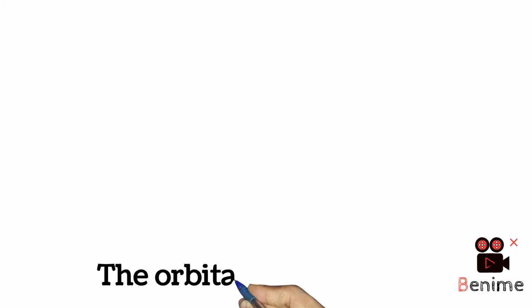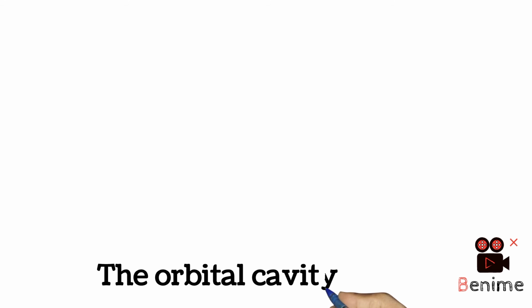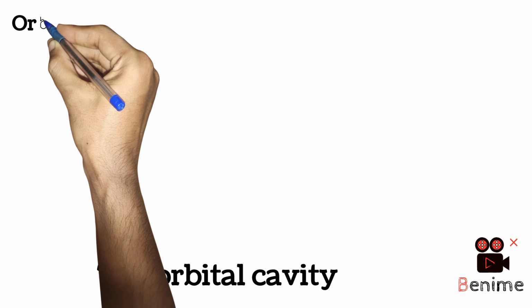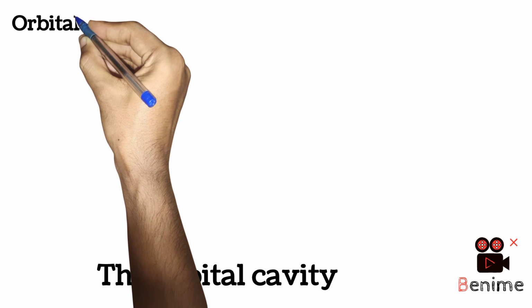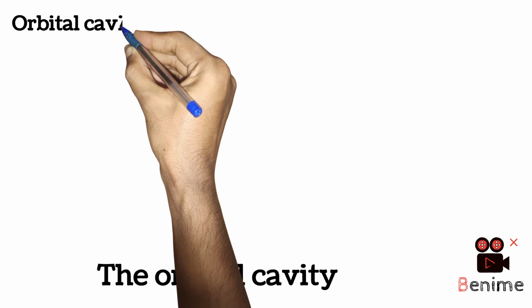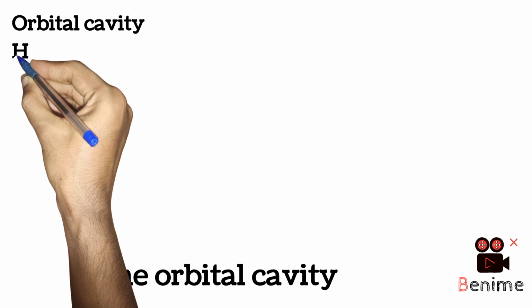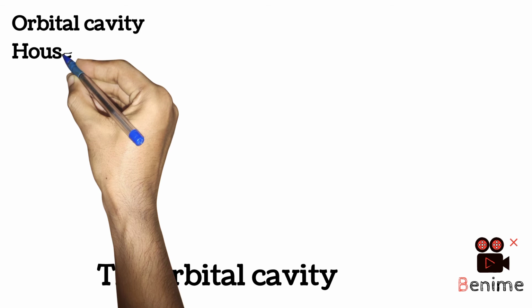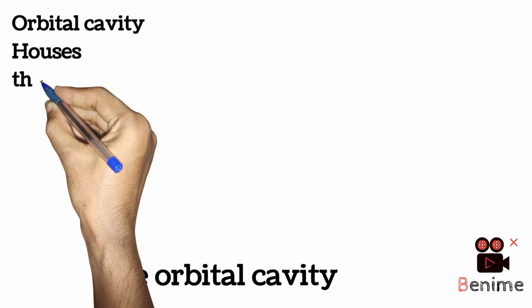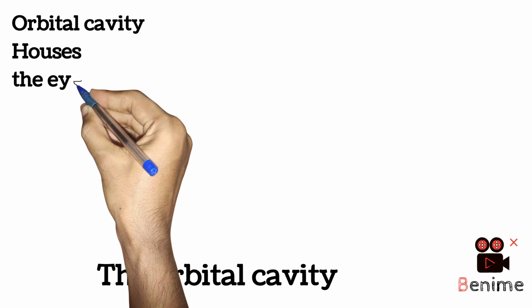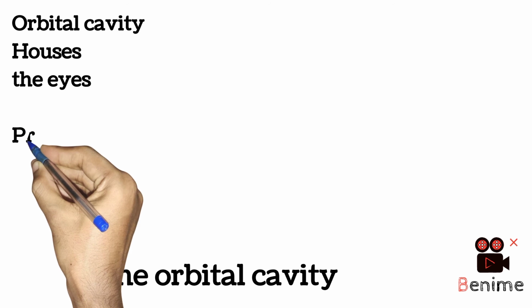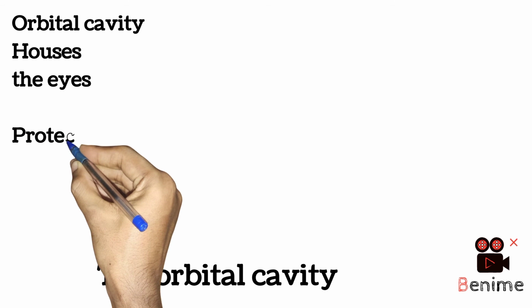So if you're looking at a human being, the place the eye is located is called the orbital cavity. The orbital cavity protects the eye and also provides attachment for muscles of the eye. That is why, if someone has a blow to the face, the eye is rarely affected, except for penetrating injuries.